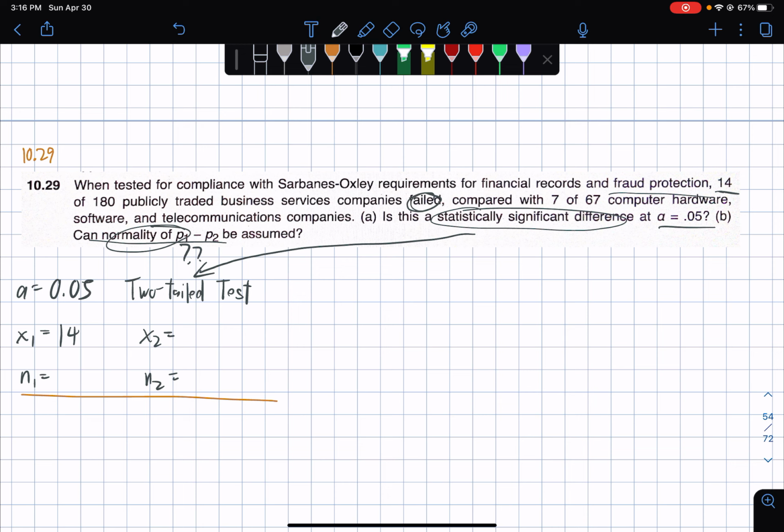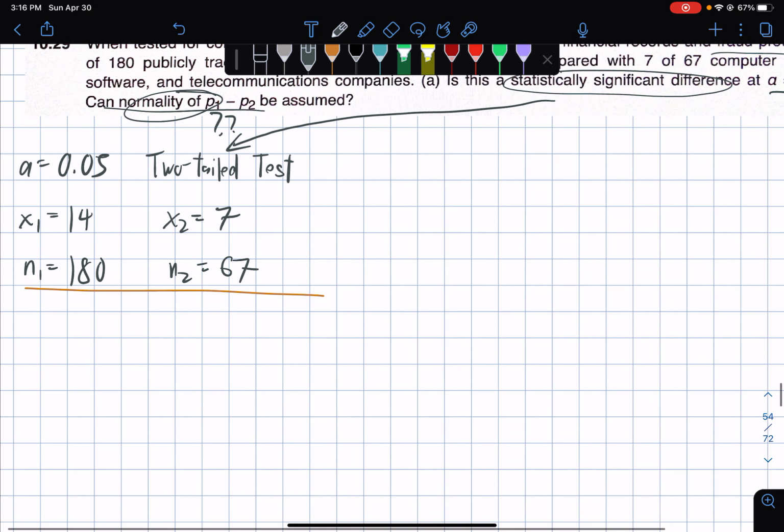Let's say 14 is a failure, which is a success in X1, and then total sample is 180. Total sample in N2 is 67, and the failure or the success in general is X2. I know what I'm saying is kind of contradictory to each other. It's kind of like an oxymoron, but then I don't know. Let's find out, because I'm not really sure as well.